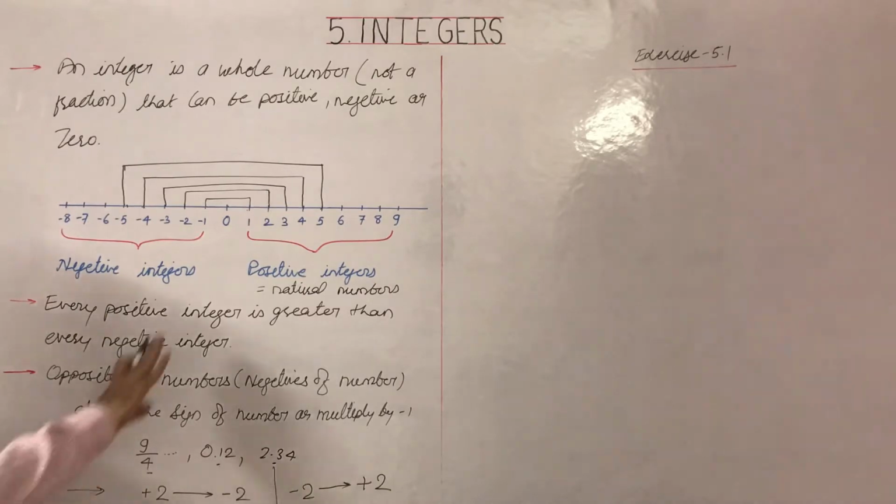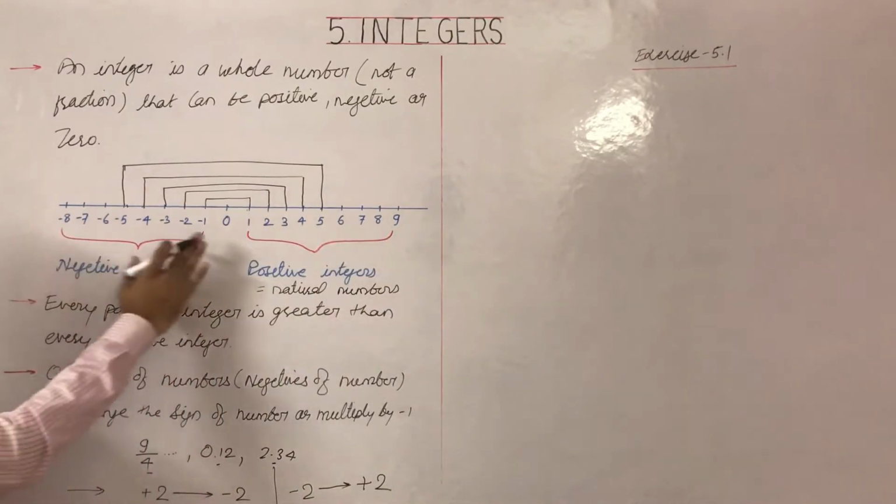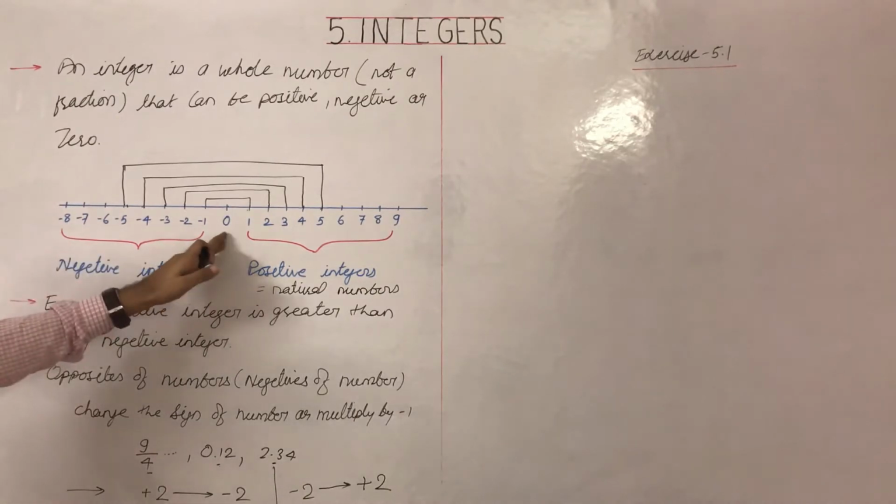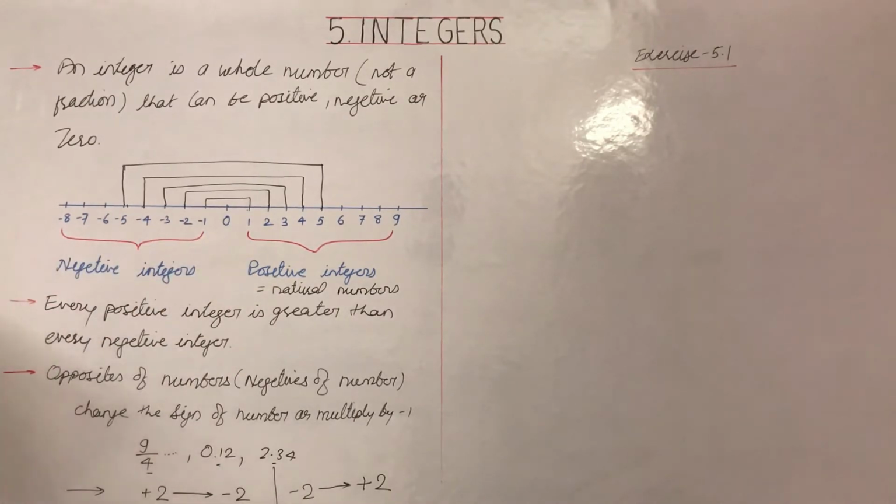So all positive numbers and all negative numbers with 0 are integers. These are negative integers, positive integers, and 0. Every positive integer is greater than every negative integer. Then for finding opposites of a number, just change the sign. Now we'll start exercise 5.1.